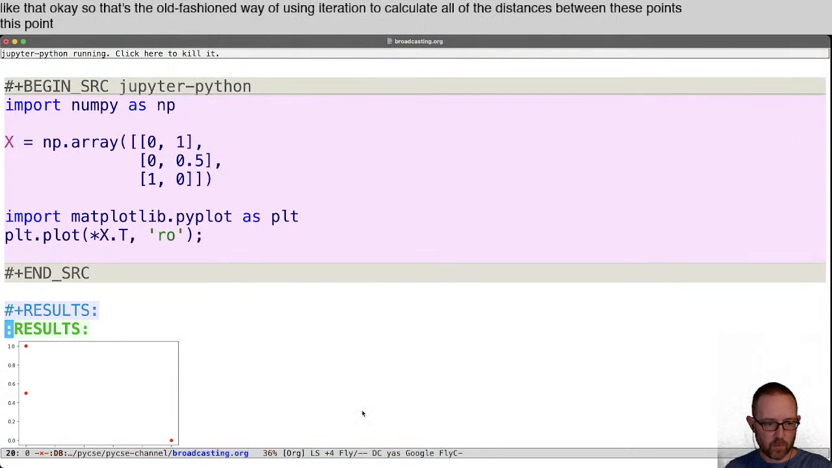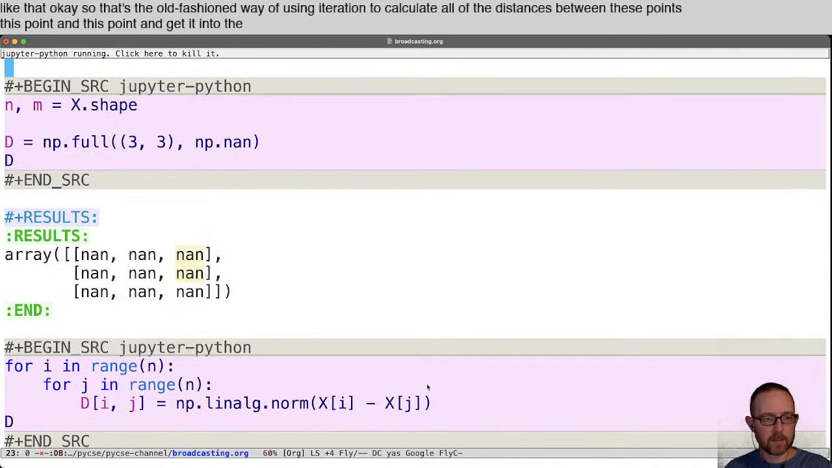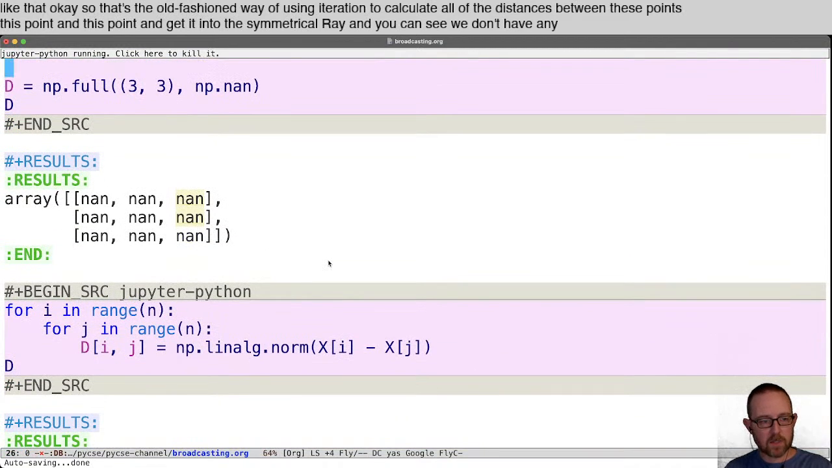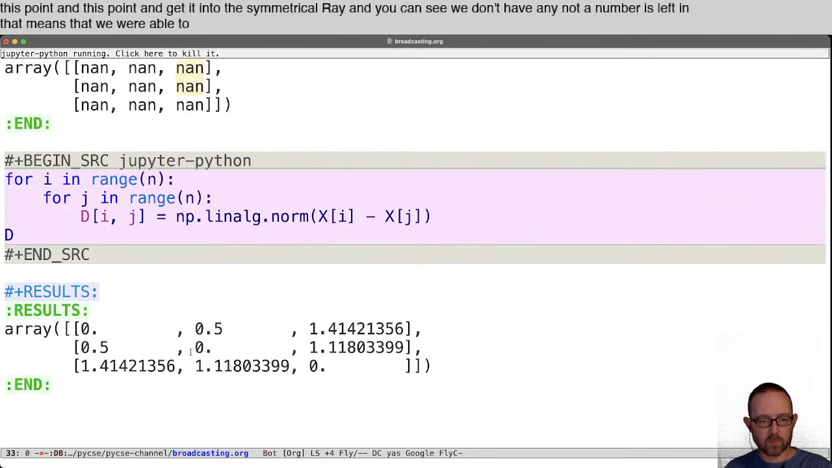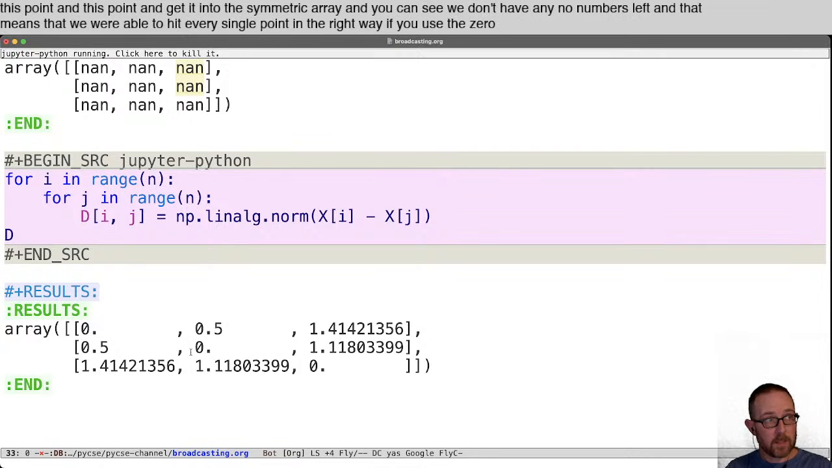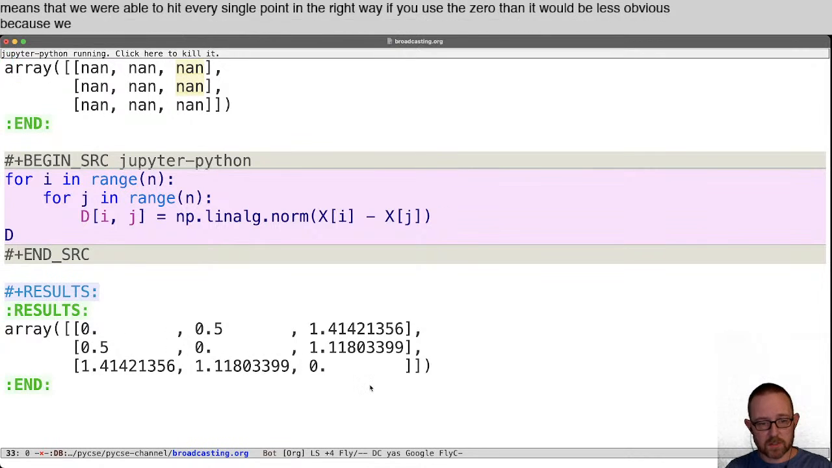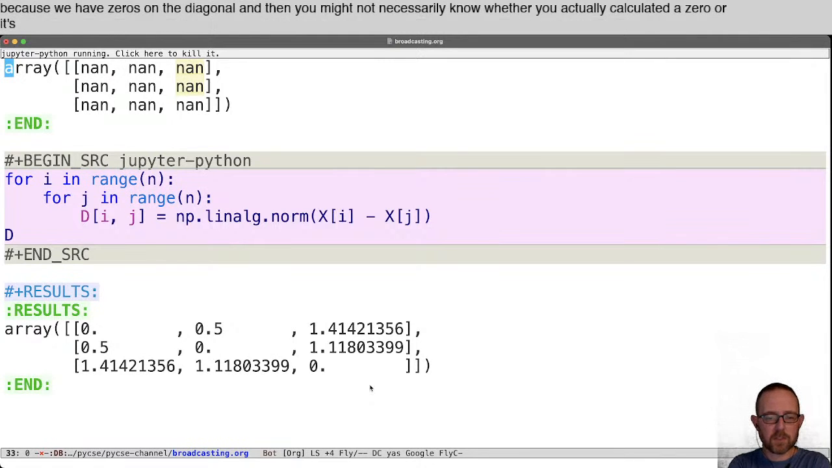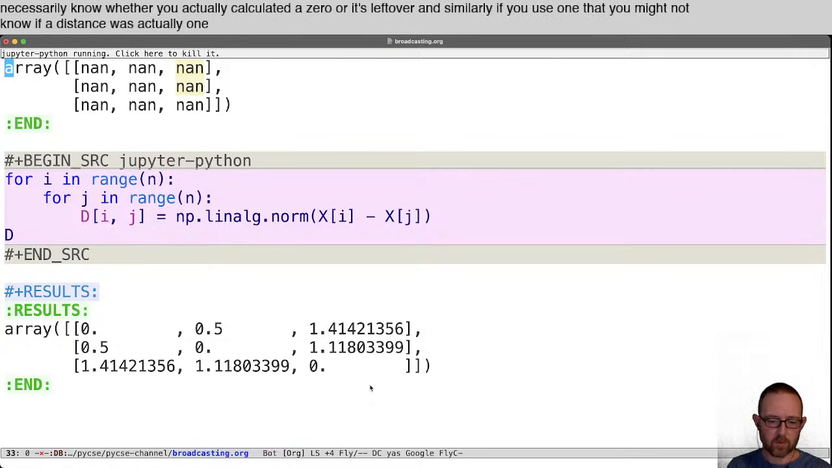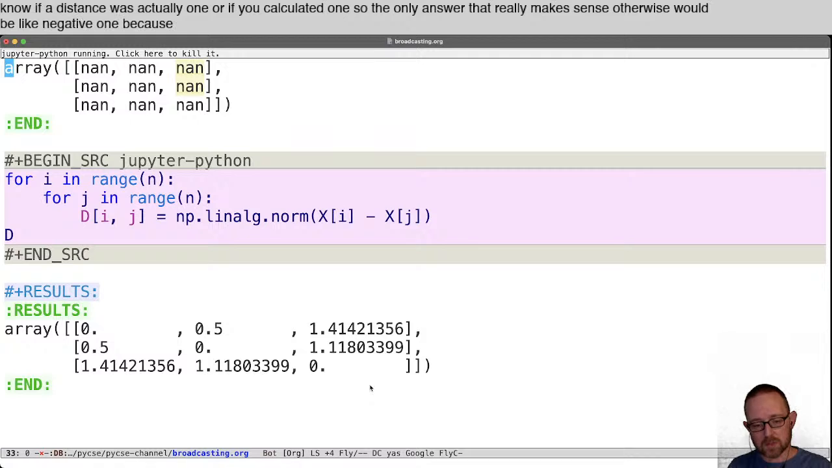Okay? So that's this old-fashioned way of using iteration to calculate all of the distances between these points and get it into the symmetric array. And you can see we don't have any not a numbers left, and that means that we were able to hit every single point in the right way. If you used 0, then it would be less obvious because we have zeros on the diagonal, and then you might not necessarily know whether you actually calculated a 0 or it's left over. And similarly, if you used 1, you might not know if a distance was actually 1 or if you calculated 1. So the only answer that really makes sense otherwise would be like -1, because you know no distance could be -1.